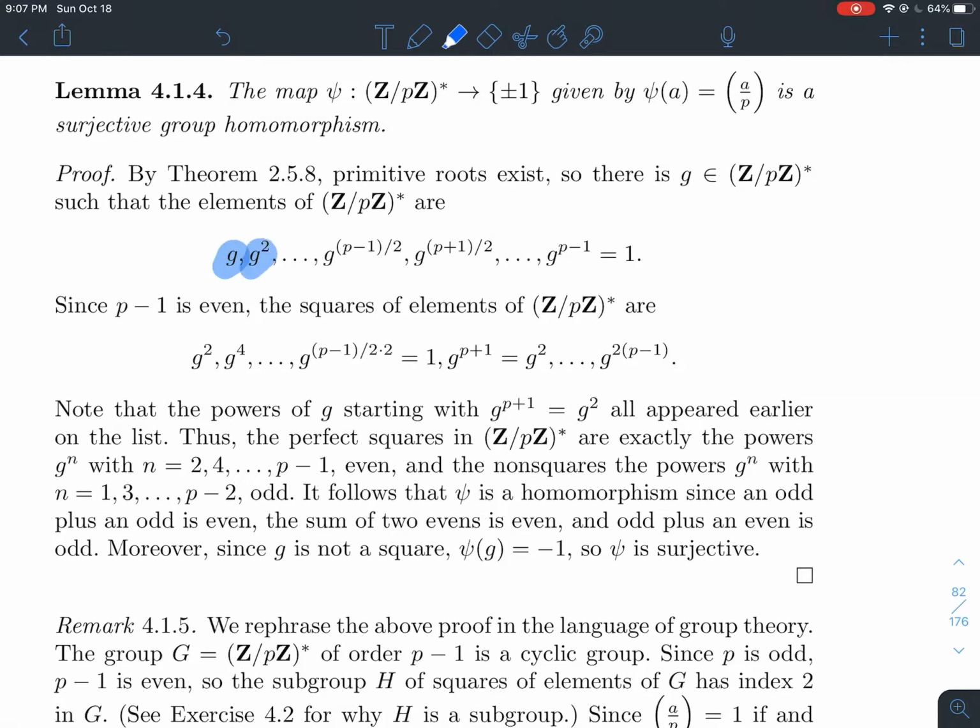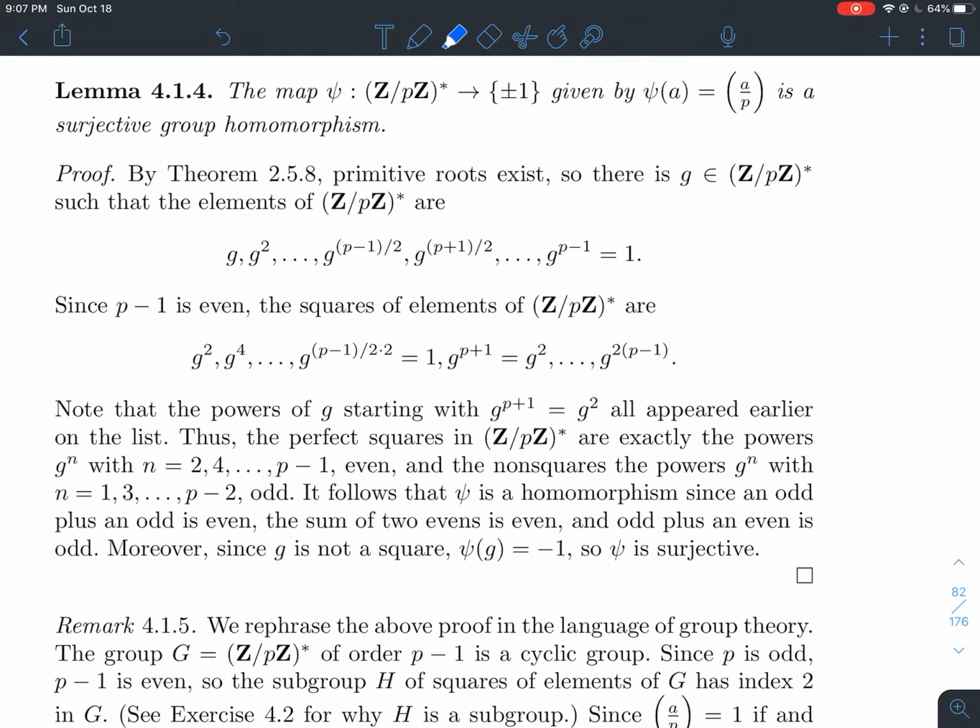I've got G, I've got G squared, I've got G to the (P minus 1) over 2. By the way, we're still assuming that P is an odd prime, so P minus 1 is even, therefore it makes sense to divide P minus 1 by 2. I compute all these powers, and what do I know? I know from Euler's theorem, or another way to think about that is from Fermat's little theorem, that G to the P minus 1 power should give me back 1 mod P. So what am I trying to say? In this list of all these powers of G, I do recover all the elements of Z mod PZ star. They're all represented as powers of G.